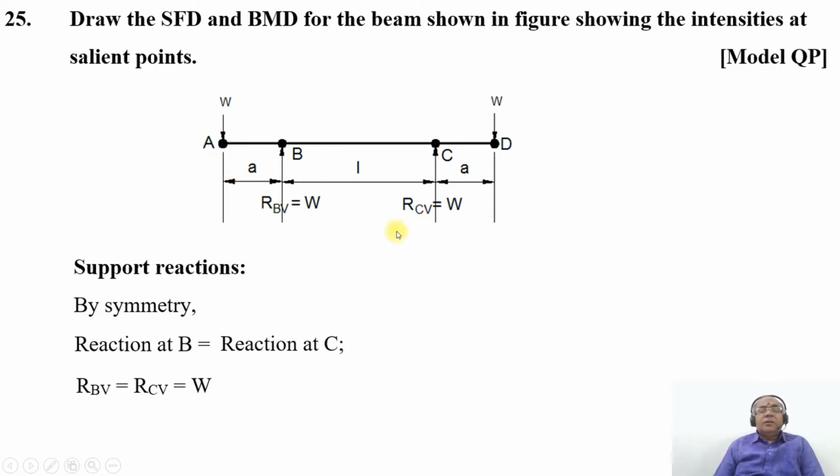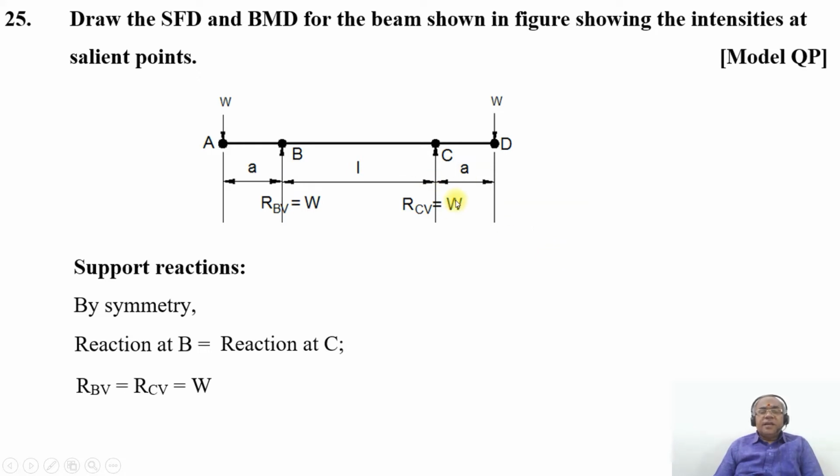So as we have W a on the left-hand side as well as on the right-hand side, it gets cancelled. So RCV into L will be equal to W into L. Therefore, RCV will be equal to capital W into L by L. That L gets cancelled, so you are going to get RCV as W.